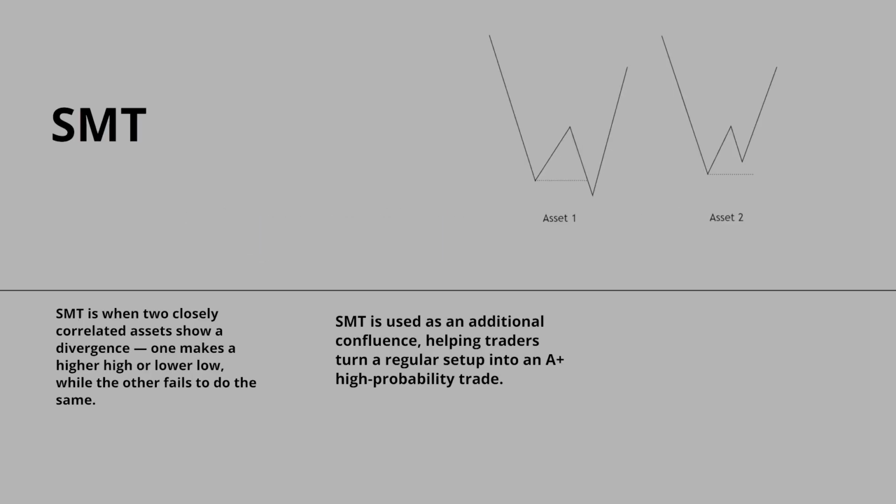So before we get into Sequential SMT, let's quickly go over SMT. SMT is when two closely correlated assets, such as the NAS 100 and the S&P 500, move slightly out of sync. For example, both might be trending up and one makes a higher high while the other fails to do so. That divergence gives you a heads up that momentum might be shifting. It's a sign that one side of the market is running out of strength.